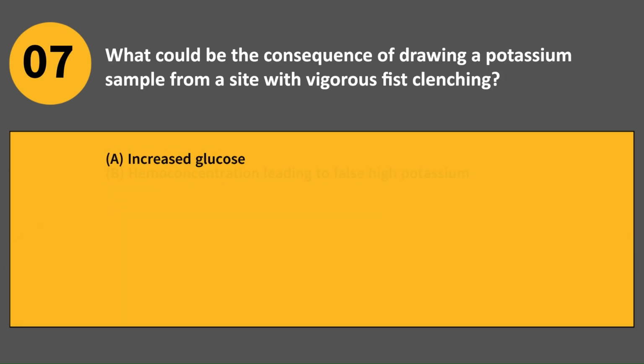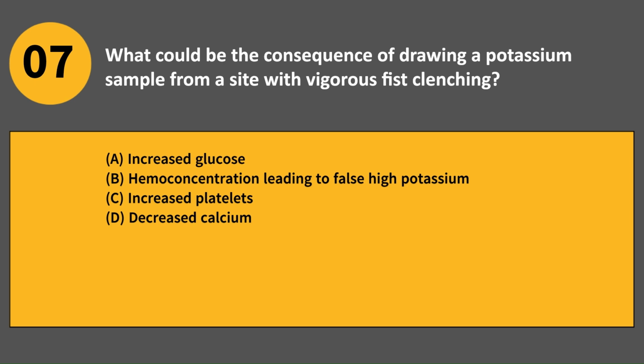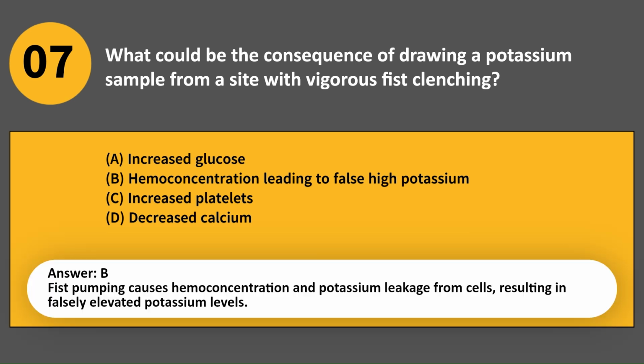What could be the consequence of drawing a potassium sample from a site with vigorous fist clenching? A. Increased glucose. B. Hemoconcentration leading to false high potassium. C. Increased platelets. D. Decreased calcium. Answer: B. Fist pumping causes hemoconcentration and potassium leakage from cells, resulting in falsely elevated potassium levels.